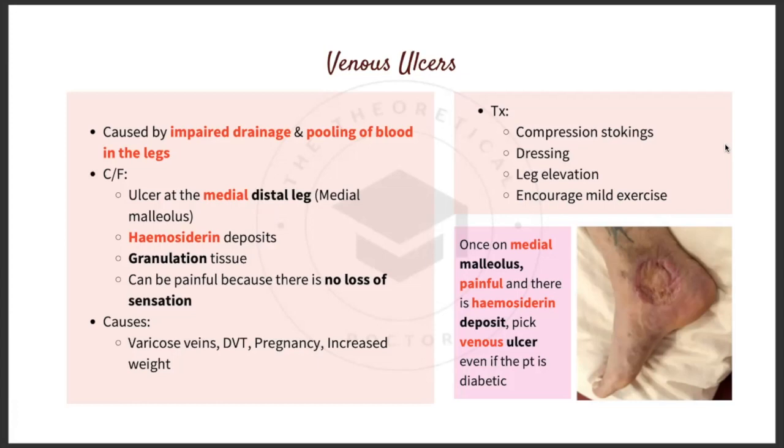So take note of the location, medial, whereas in arterial ulcers, it is lateral. There would be hemosiderin deposits, granulation tissue. It can be painful because there is no loss of sensation, but it's less painful than the arterial ulcers. So all these presentations are seen in chronic venous insufficiency and varicose veins, which I've talked about more in depth in part 1 of this vascular series, so do check it out after this video.